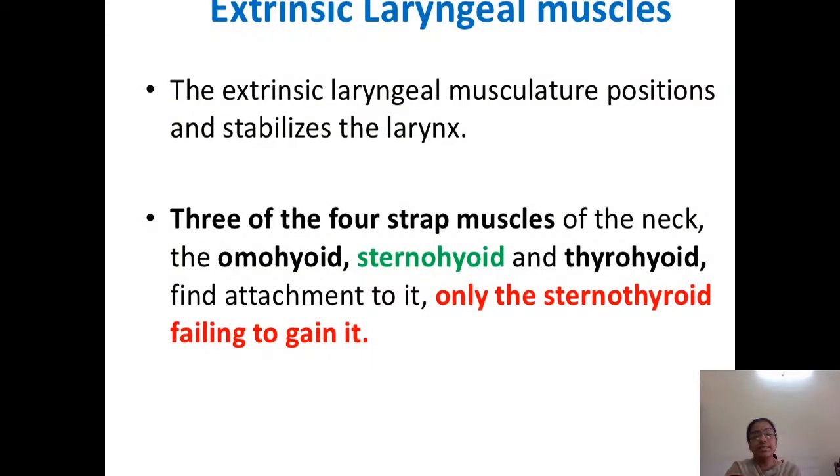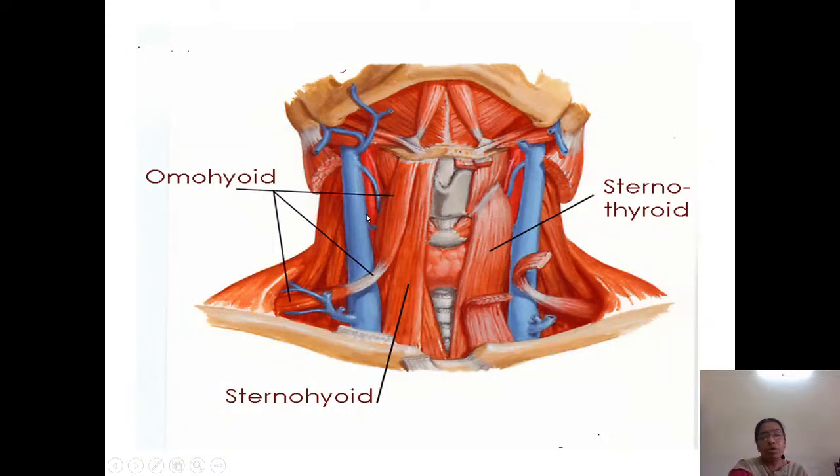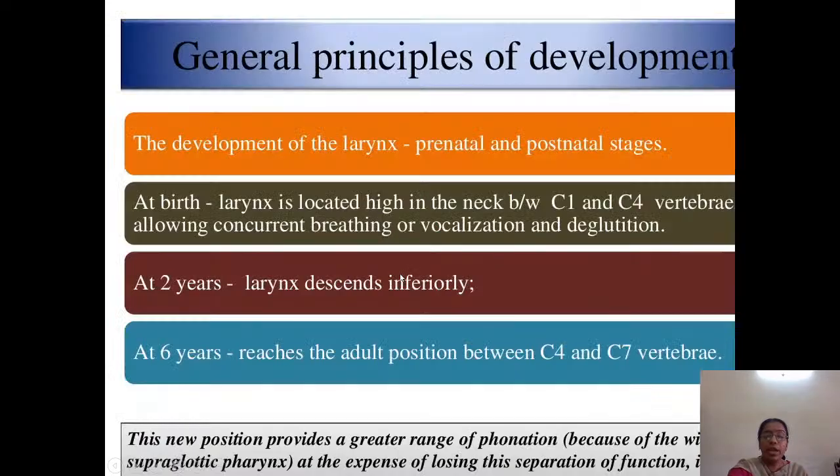Now, after the intrinsic muscles, let's see the extrinsic muscles of the larynx. The extrinsic laryngeal muscles are four strap muscles. One is a very important muscle, but the others are less so. These are strap muscles at the front of the neck, contributing as extrinsic laryngeal muscles, such as omohyoid, sternohyoid, thyrohyoid and sternothyroid, but they are not so well involved. These strap muscles aid as extrinsic muscles.